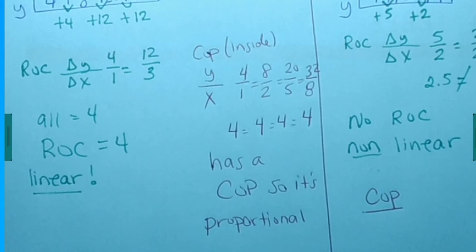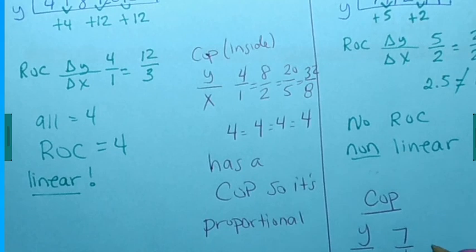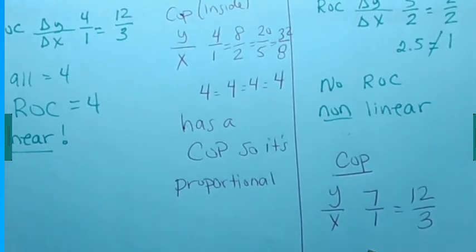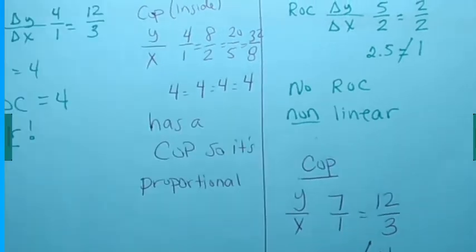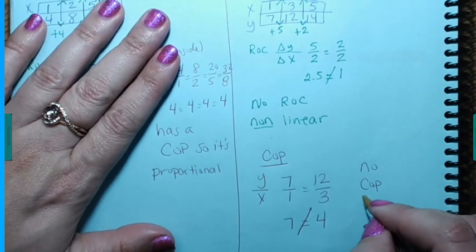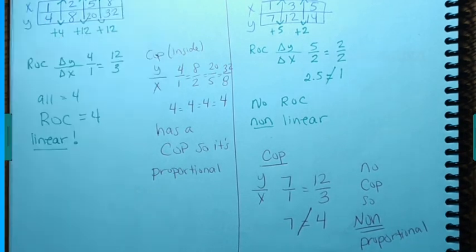All right, last one. We have y over x, so 7 over 1, 12 over 3. What's 7 over 1? 7. What's 12 over 3? 4. Are those equal? No, so I don't need to keep going. So this has no cop. So that means it's non-proportional.